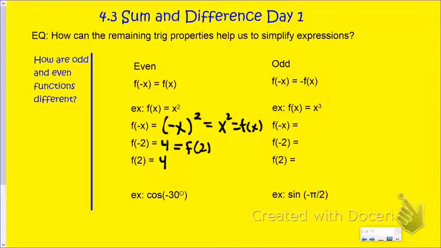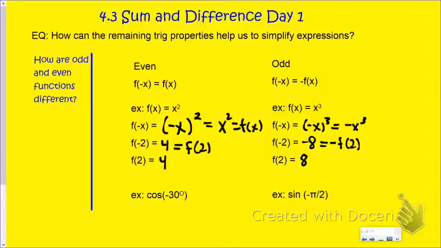Okay. Odd functions, though, that negative doesn't just go away. That negative comes out to the front. So if I have, for example, an odd function like x cubed, if I plug in negative x there, negative x to the third power gives me a negative x cubed. It's still very similar to my original function, but it's the negative version of it. Same thing if I plug in a negative 2. Okay, negative 2 cubed is a negative 8, whereas f of 2 is 8. That means that f of negative 2 is equivalent to a negative f of 2. That's why that function is odd.